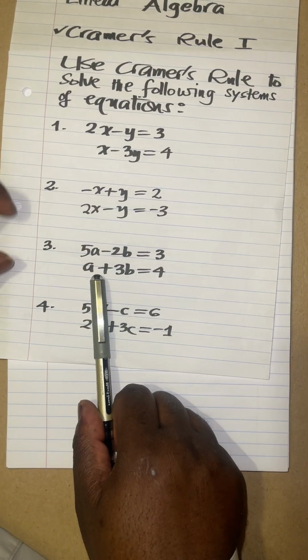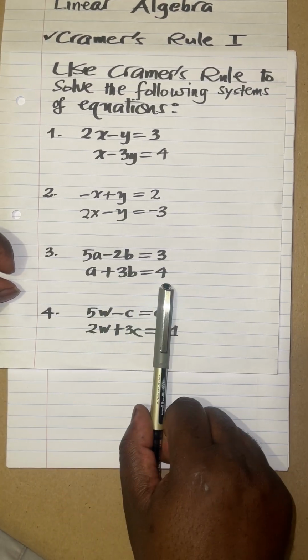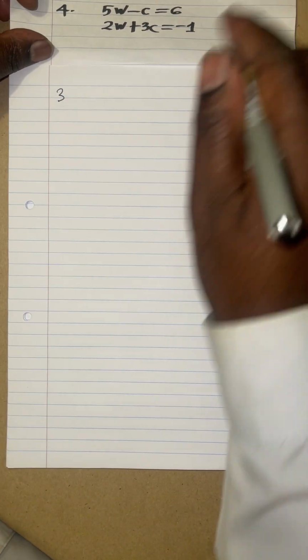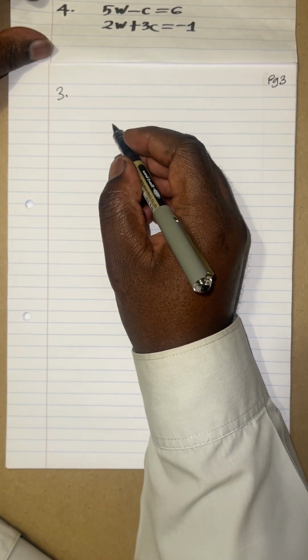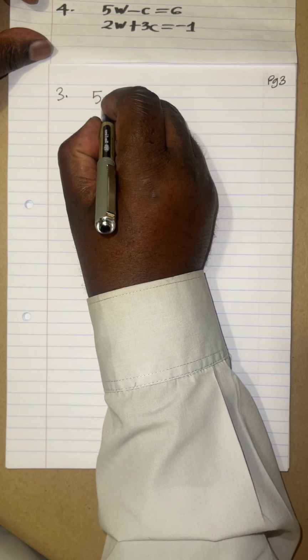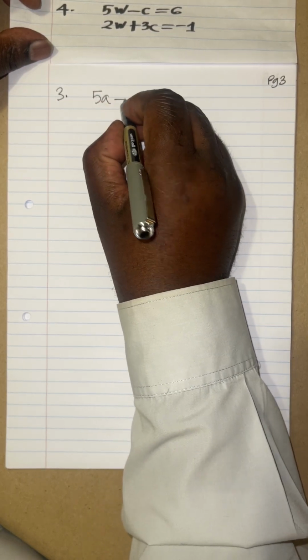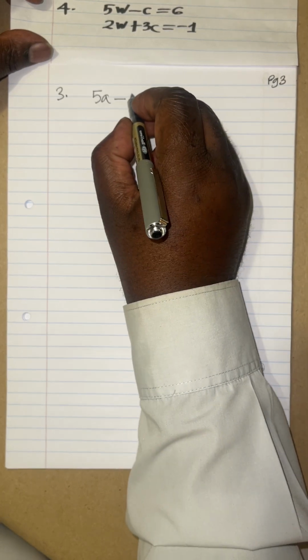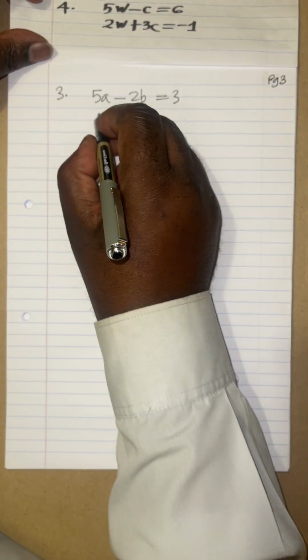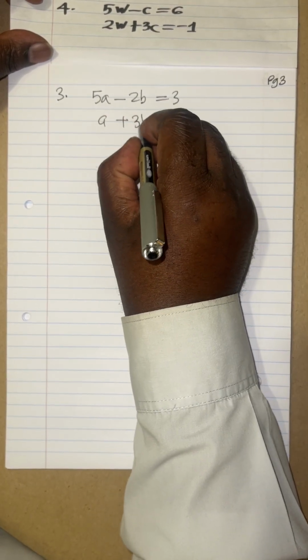Let's move on to system of equations number 3. Here's number 3: 5a minus 2b equals 3, and then we have a plus 3b equals 4. The unknowns have changed now, but the process stays the same. That's why mathematics is, someone can argue and say maths is easy. Another one can disagree, but I find mathematics very interesting and easy to work with, because methods usually do not change. So we have 5a minus 2b equal to 3, the first one. The second one, a plus 3b equals 4.